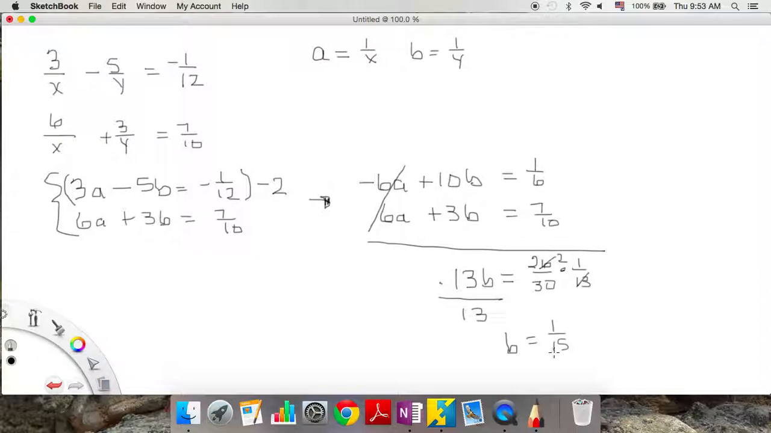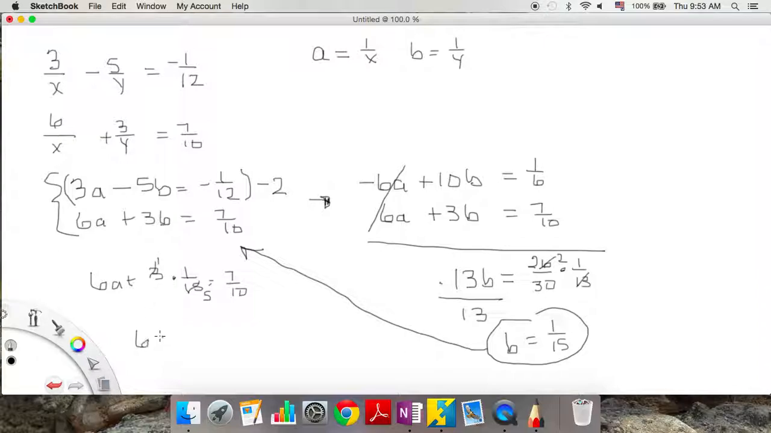So when b is 1 over 15, we can plug it back in over here, and we have 6a plus 3 times 1 over 15 equals 7 over 10. So this cancels, we get 5 and 1. I'm just running through the algebra here really quickly. If you're having trouble with it, make sure you slow down and pause and rework it, because this should be review, and if you're having trouble with it, you need to make sure you come see me.